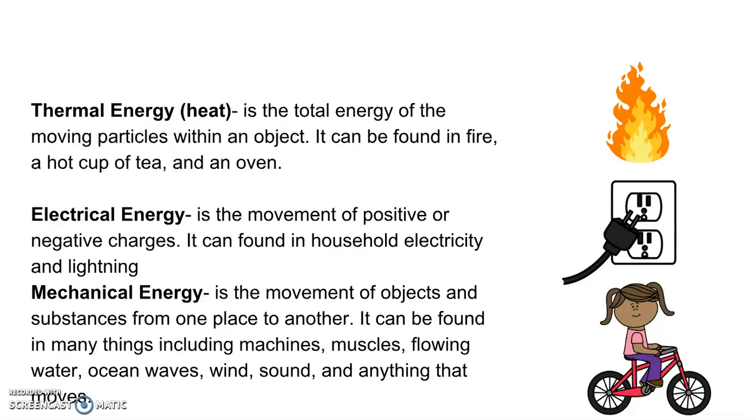And our next one, mechanical energy, is the movement of objects and substances from one place to another. It can be found in many things, including machines, muscles like in your body, flowing water, ocean waves, wind, sound, and anything that moves. Mechanical energy contains both potential and kinetic energy, and it really is dealing with stuff that has machines. Our example is a bicycle, and a bicycle deals with movement, and it is a machine with gears and wheels and things like that. So anything that has to do with a machine and deals with movement is mechanical energy.